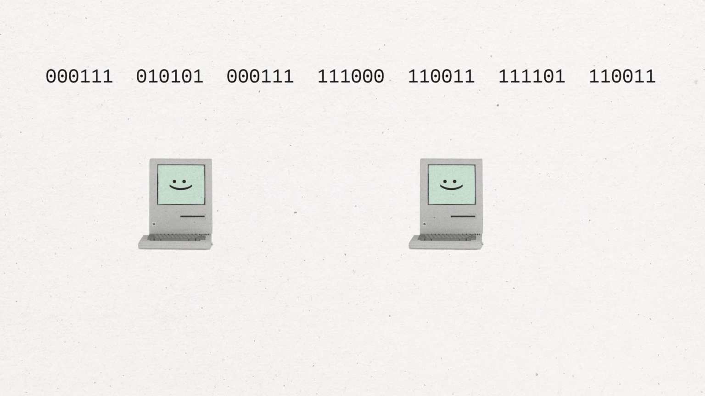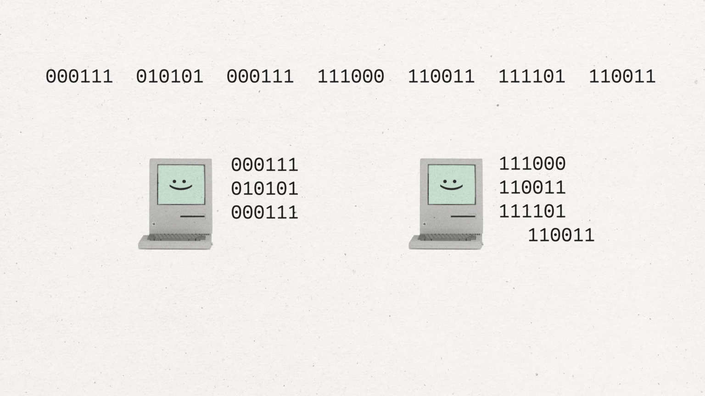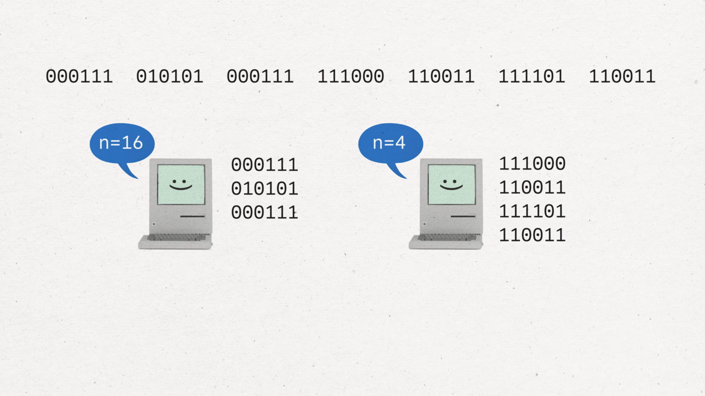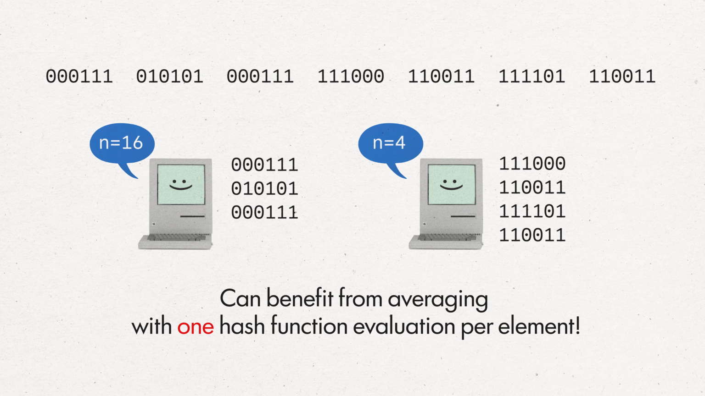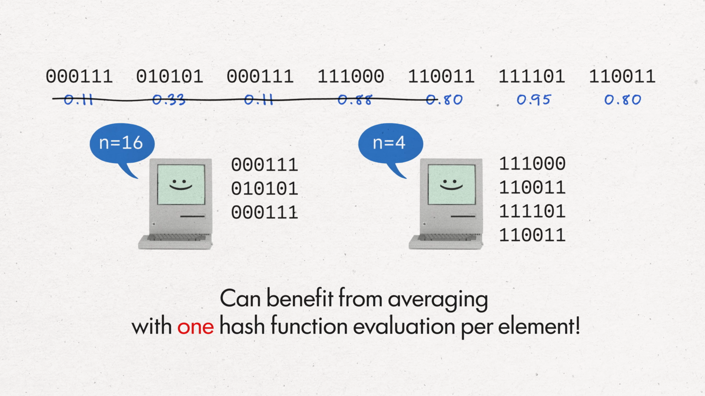The way this applies to our case is that we can hash each element once, route the resulting bit strings to the right computer based on where they fall in the unit interval, and let each computer come up with an estimate for n. We can then average the estimates to reduce variance, still using just one hash function evaluation per element. Now, the obvious way to figure out which subinterval a bit string belongs to is to convert it into a number first. But it turns out there's an even easier way to route the bit strings.